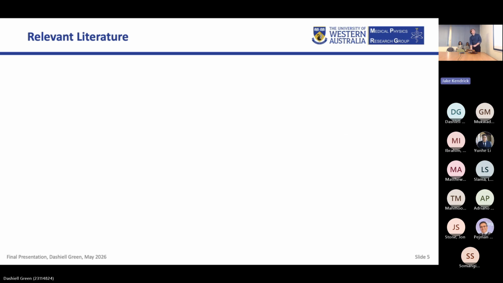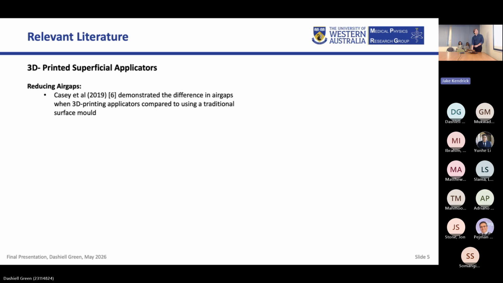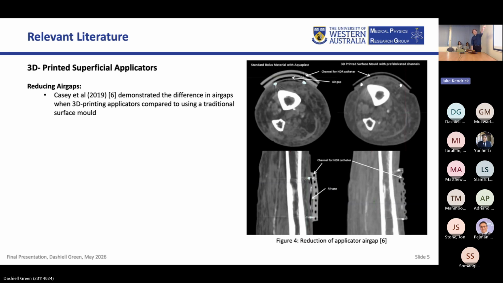So there's a bit of relevant literature around this. Mainly, the first one is reducing air gaps. So Casey et al. demonstrated the difference in air gaps when 3D printing applicators compared to using traditional surface molds, which can be seen on the right in the top picture. The air gap on the left with the regular surface mold and the reduction of that on the right. And it was shown by Casey that this actually improves the dose distribution with fewer air gaps in there.